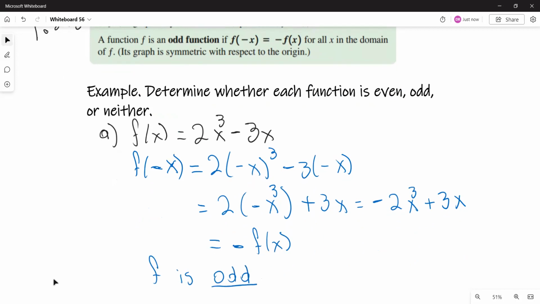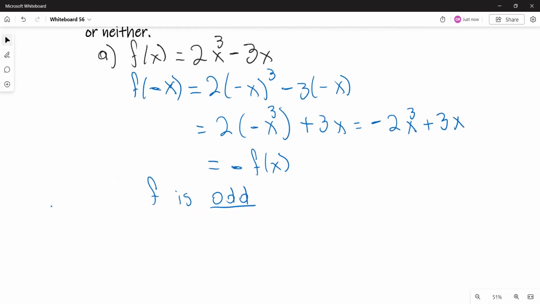Number 2, we're going to do the same for f of x equal to 2x to the fourth minus 8x squared plus 3.